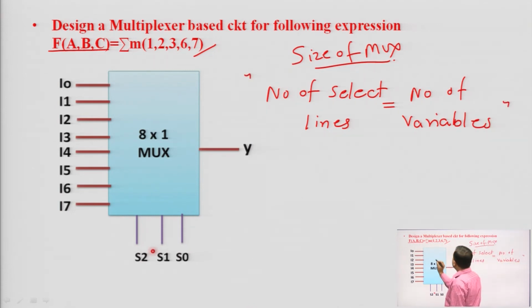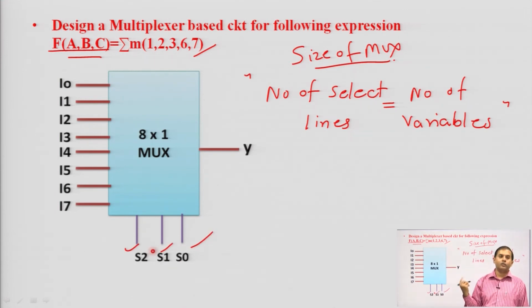So, here the number of variables is 3. So, the number of select lines will be 3, very easy. So, we are having S2, S1 and S0. So, that means we are having an 8 cross 1 multiplexer.